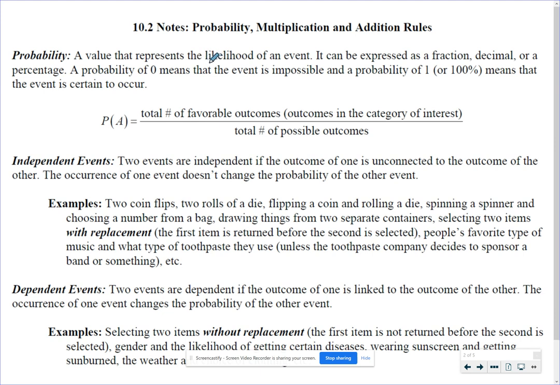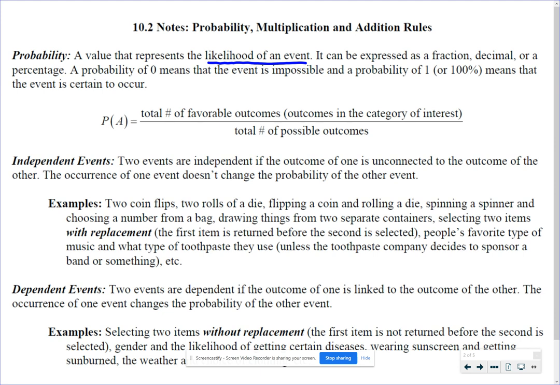We're just going to read through some of this. Probability is the likelihood of an event. It can be expressed as a fraction, decimal, or a percent. Probability always stays between 0 and 1 when we write it as a decimal. It's between 0% and 100%.